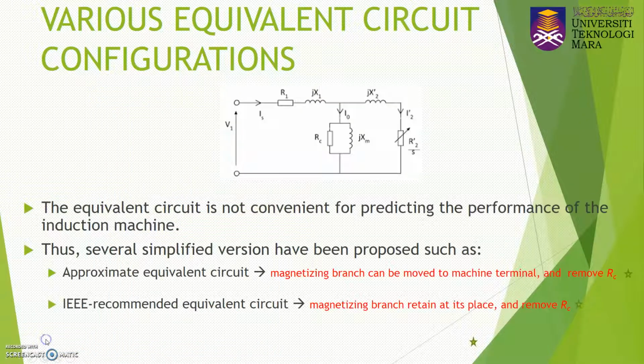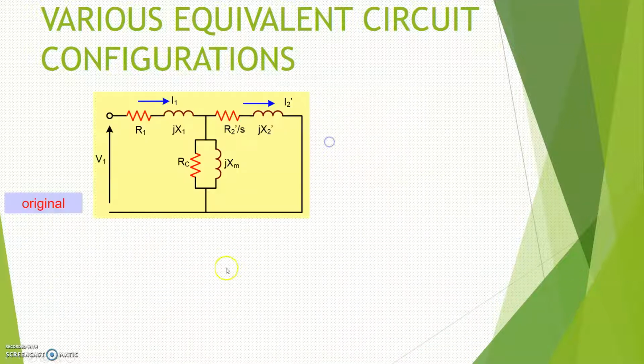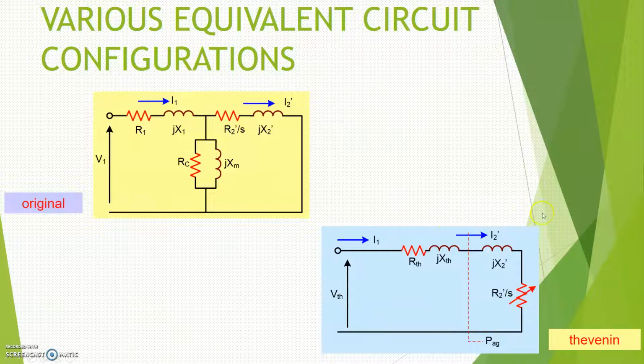Next, the third version, we name the Thevenin equivalent circuit. For the Thevenin equivalent circuit, the V1, R1, X1 and also Xm are replaced by V Thevenin and R Thevenin, and Rc is also removed. This is how it looks like. This is the original circuit, and this is the Thevenin equivalent circuit.